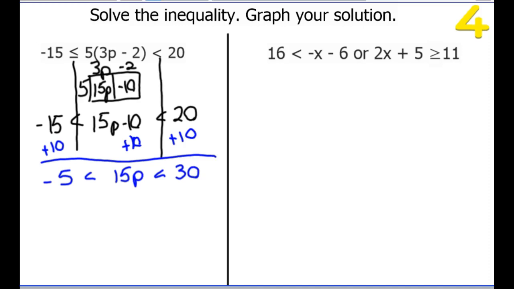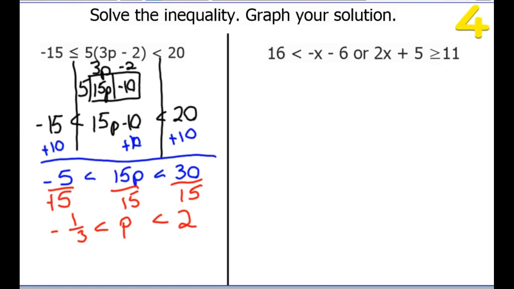So our p is still not by itself, so we need to divide by 15, and divide by 15 on both sides. So negative 5 divided by 15 gives us a negative 1/3, which is less than p, which is less than 30 divided by 15, which is 2.